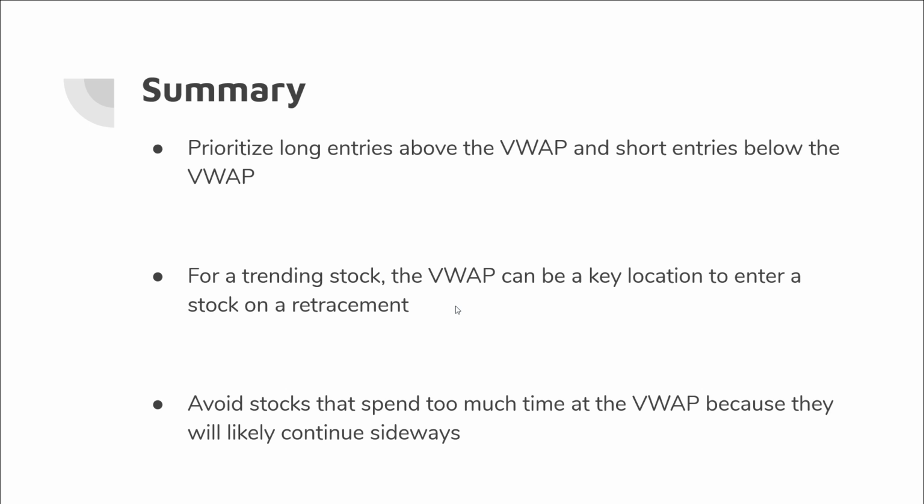For a trending stock, the VWAP can be a key location to enter on a retracement. That's going to be our buy setups and our sell setups. Those are the retracement plays. If it comes in, tests it, it should immediately bounce off of it or back away from it. If it starts to hover at it, go sideways at it, that typically means it's going to be stuck.